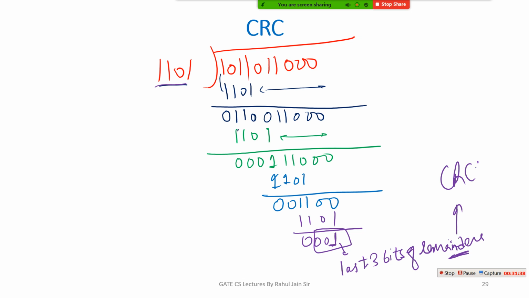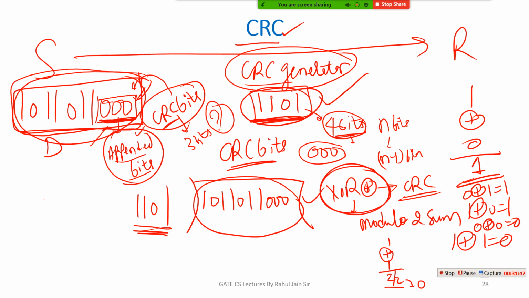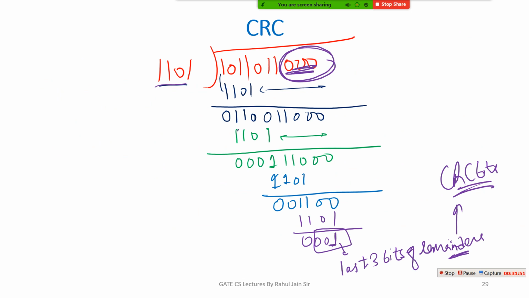These 3 bits which I added as appended bits, I will replace with the CRC bits. So 1 0 1 1 0 1 1, and I will replace the appended bits with the CRC bits. What are my CRC bits? 0 0 1. So this is the data which I will send from the sender to the receiver's side.